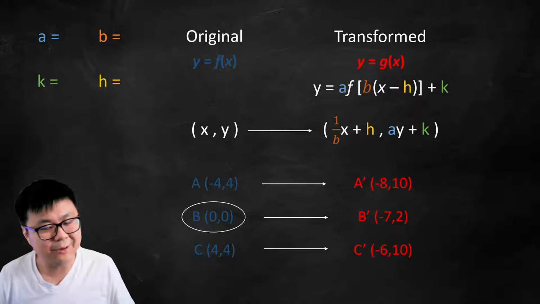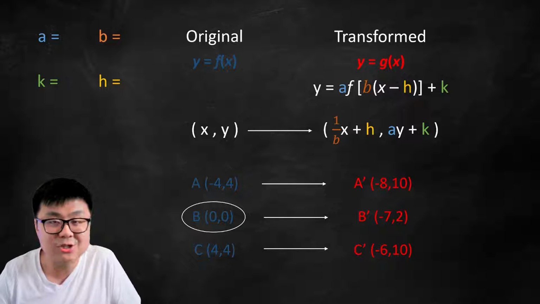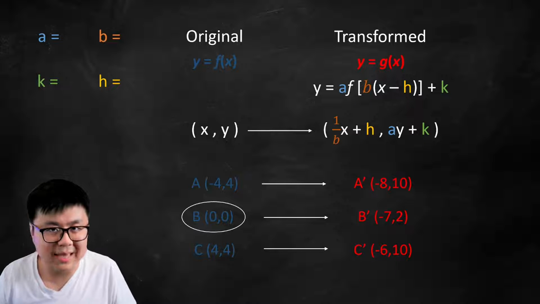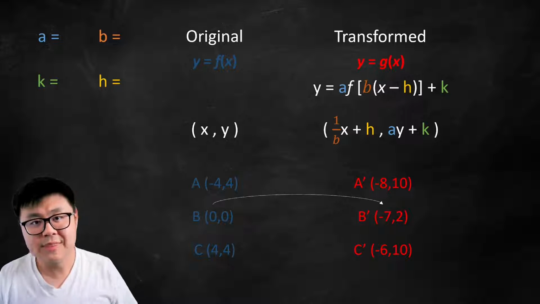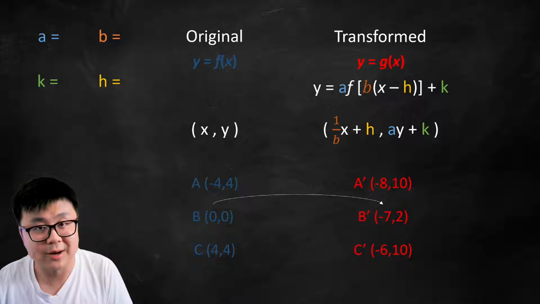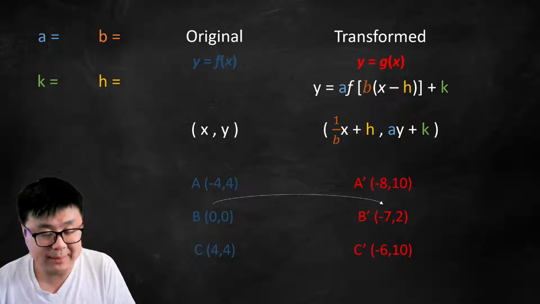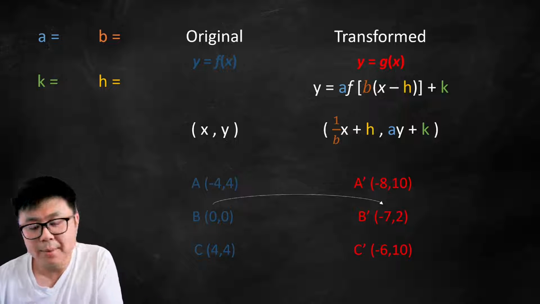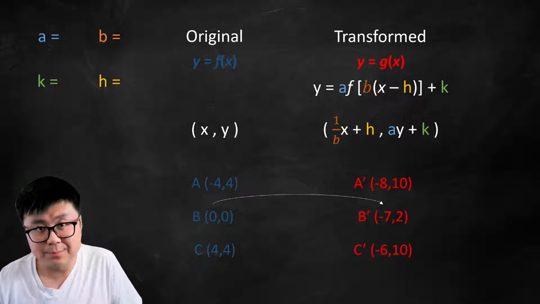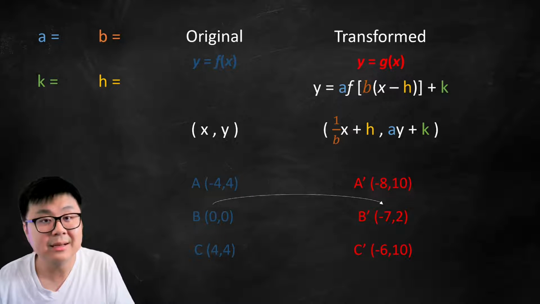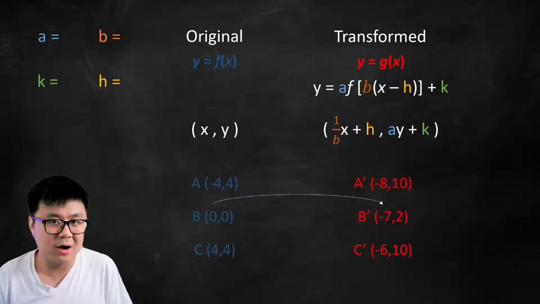It ain't gonna be B or A, it would have to be H or K, depending on whether you're talking about the X or Y coordinate. So in this case, let's look at the X coordinate. Our original X coordinate in point B was 0. But on the new corresponding point B prime, the X coordinate became -7. What could have caused that change?